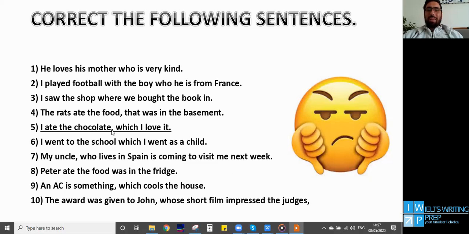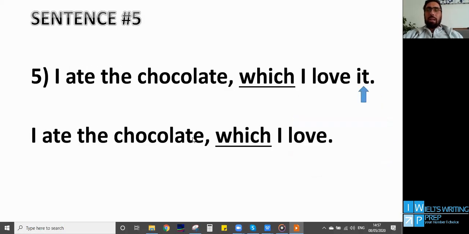Some of you saying drop the comma. Some of you saying drop it. Okay, which is definitely correct. We don't want to have it because we have which as an object here. I is the subject, so which takes the place of the object. So I ate the chocolate, comma, which I love.